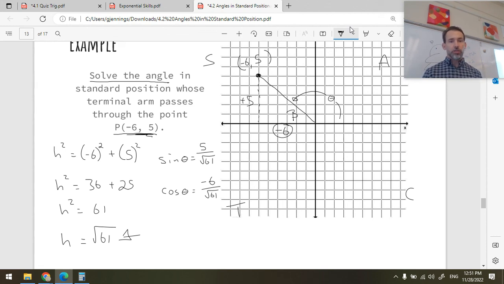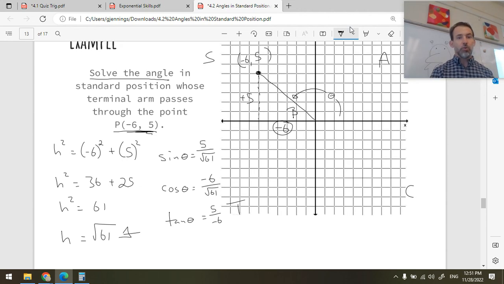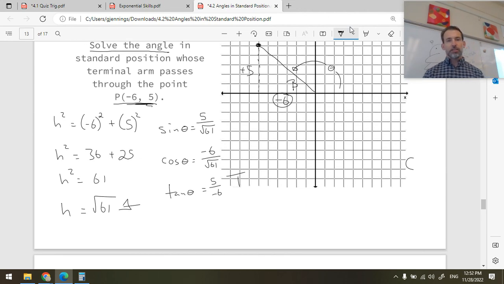Okay. Here, cosine turns out to be negative 6 over root 61. And tangent of theta is opposite over adjacent, so that would be 5 over negative 6. So both tangent and cosine were less than 0. Sine was greater than 0. And that would be those angles. If I want to find what that angle is, let's do sine inverse of 5 over root 61. So this should give us theta, right? Let's see what it gives us.